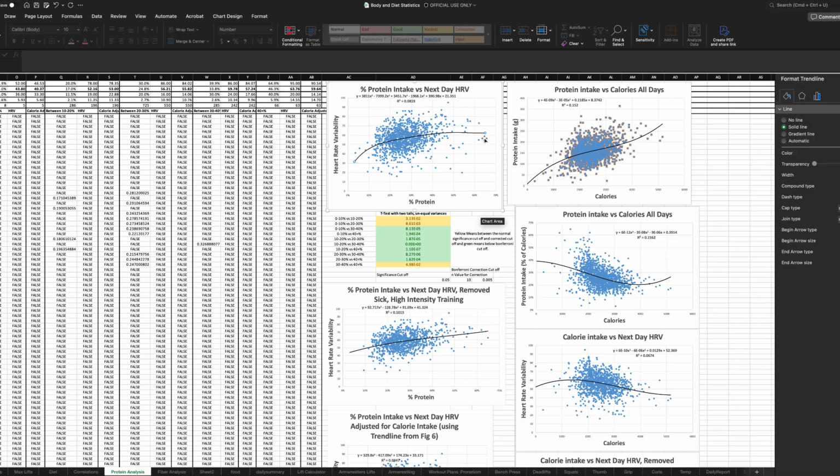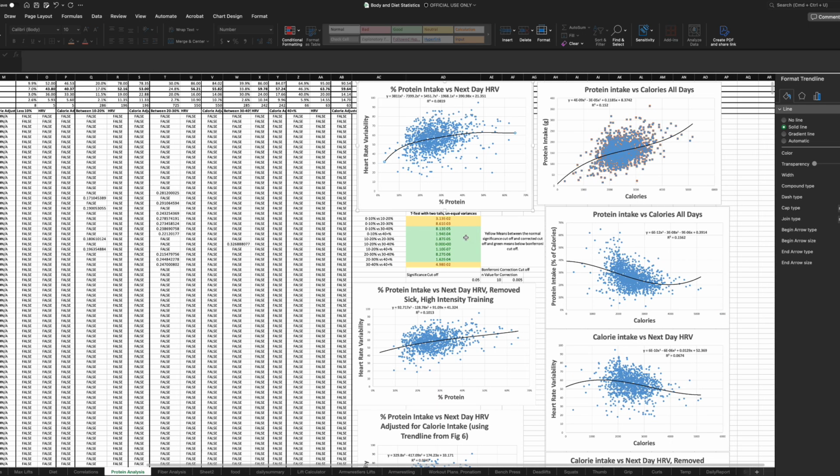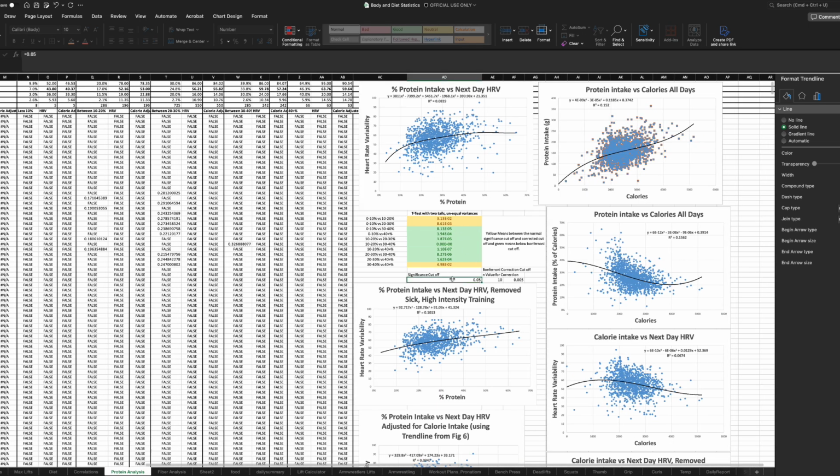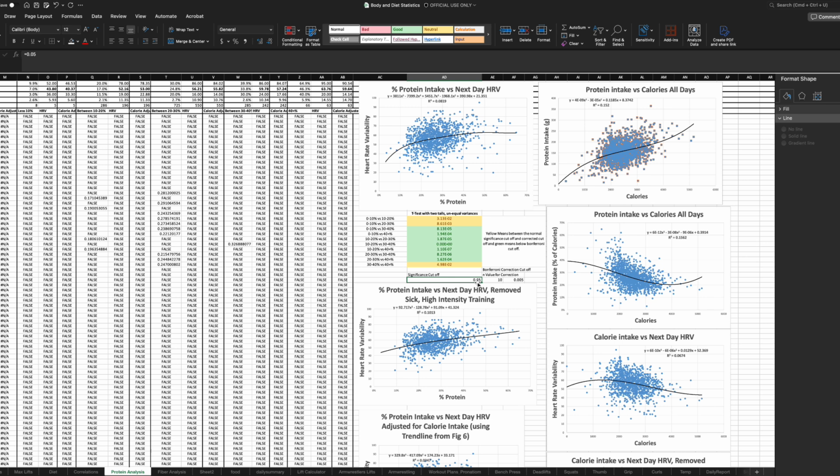So now we do the t-test, and typically the t-test significance cutoff is 0.05, right? So that means there's a less than 5% chance of the data not being significant. And we're looking here, I've taken different groups. So we've got less than 10% protein, the heart rate variability in that group versus 10 to 20% protein.